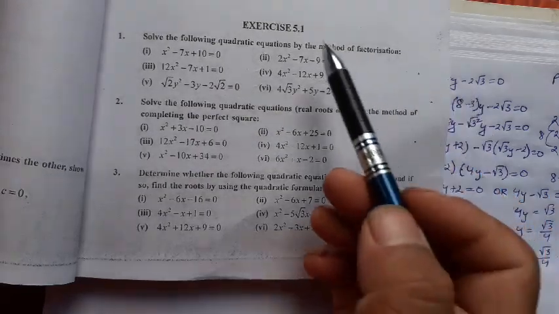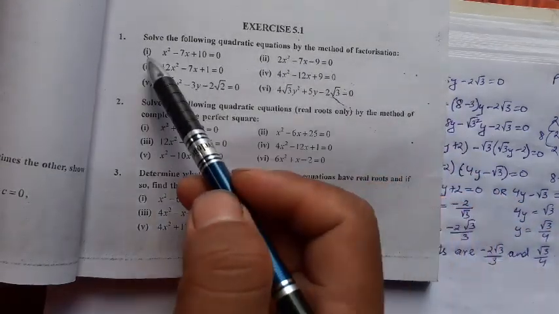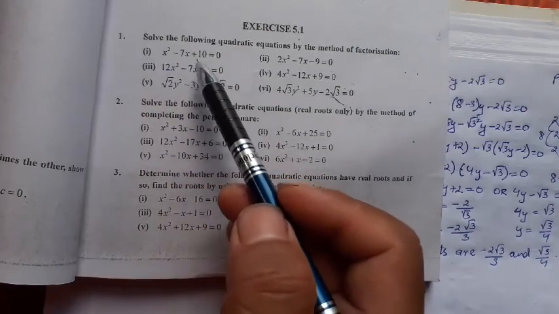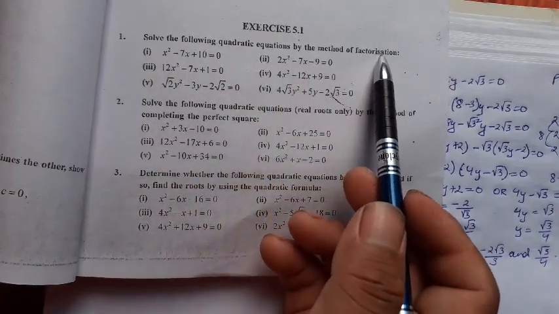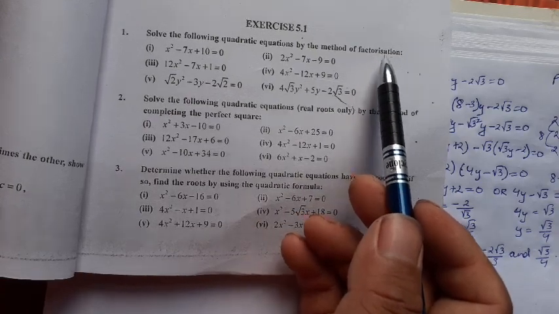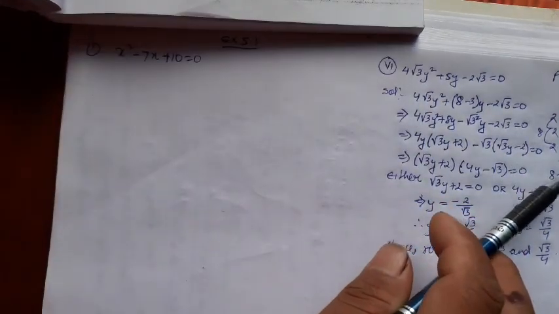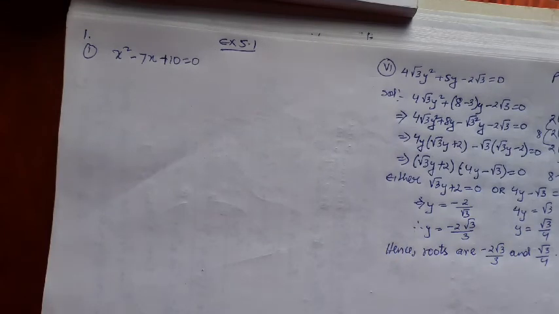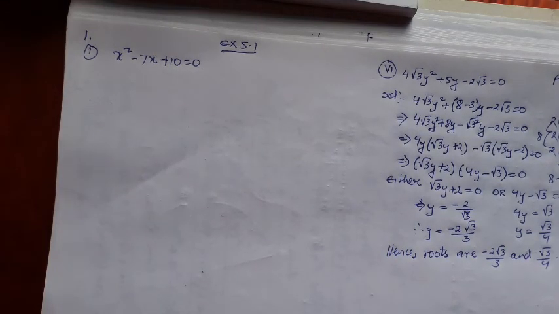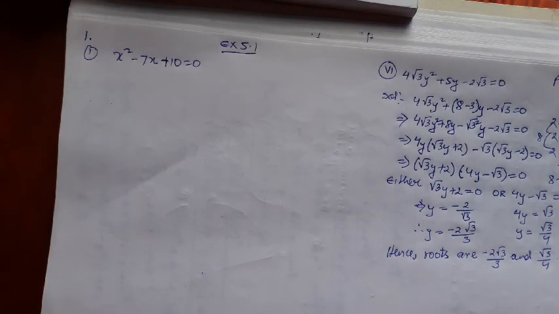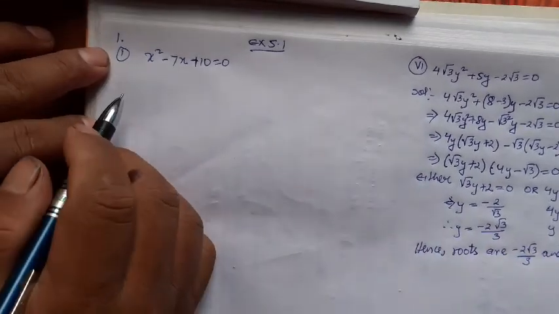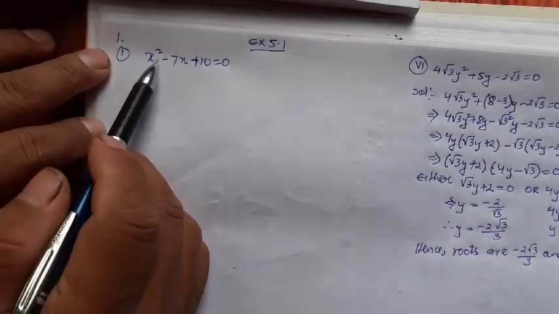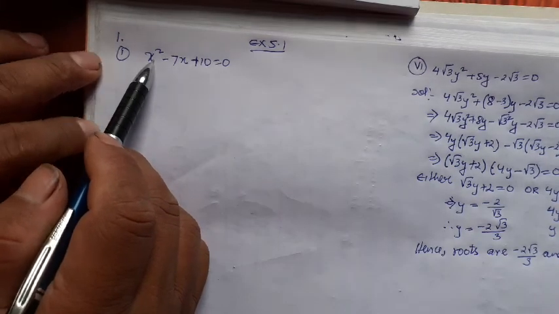Exercise 5.1, question number 1, Roman number 1. Solve the following quadratic equation by method of factorization. This method of factorization is splitting the middle term, the one that we have studied in class 8 and class 9. Let us see the first question. We are going to find out the roots of this quadratic equation by the method of splitting the middle term.